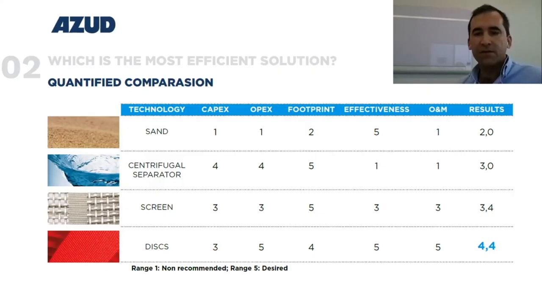The effectiveness, we know that media filters and disc filters are probably the best, mainly because they have in-depth filtration, where they can even trap even smaller particles than the filtration degree. And during the backflush, they're the only ones that during cleaning have an expandable media.